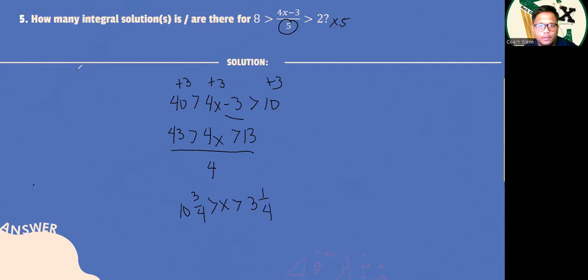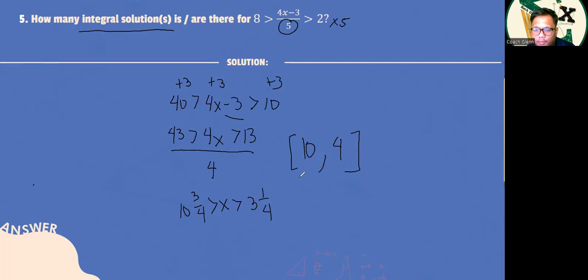Okay. So since we're looking for integer solutions, first let's get our first number where x is less than 10 and 3/4. So that should be 10. Okay, so that's the first number in our solution here. And then what's the last number that is bigger than 3 and 1/4? So that should be 4. Okay, so our solutions is from 10 to 4.